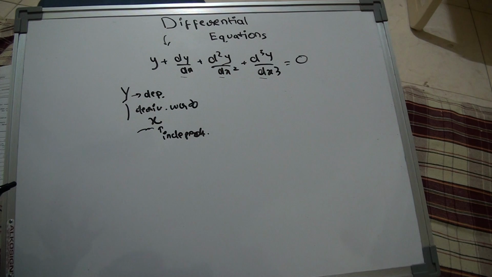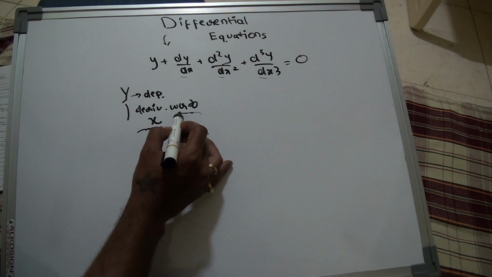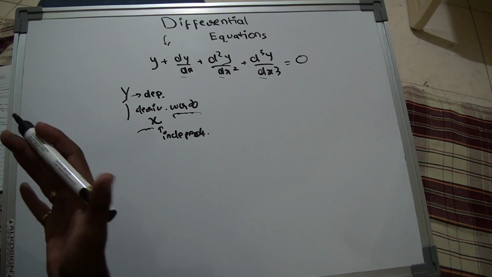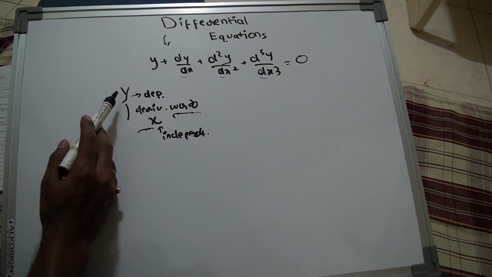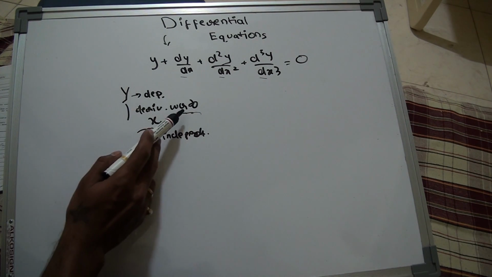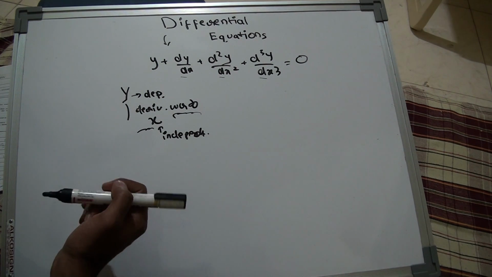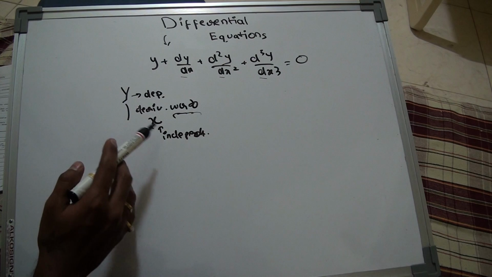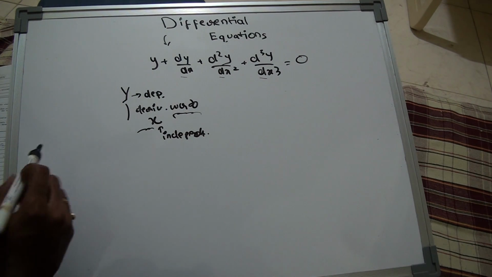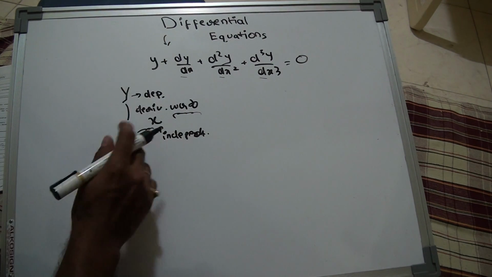A simple trick to understand is this pair of words, with respect to. See who is getting the respect. You have to obtain the derivative of y with respect to x. That gives x a very huge privilege. That privilege is that x is an independent variable.